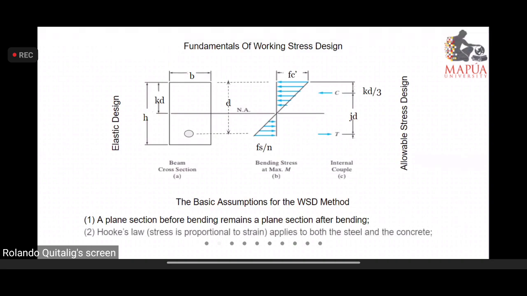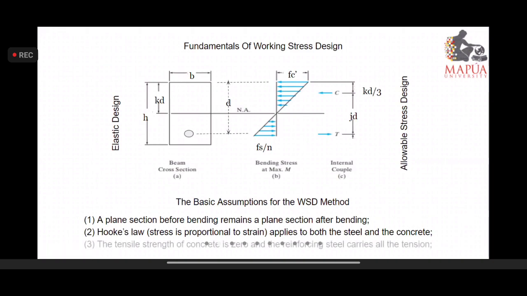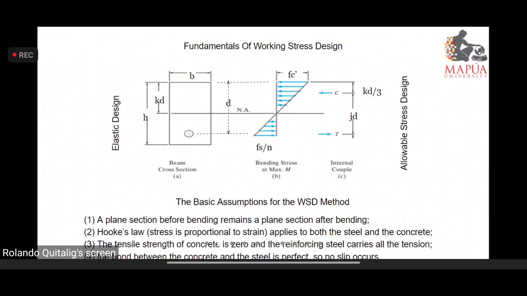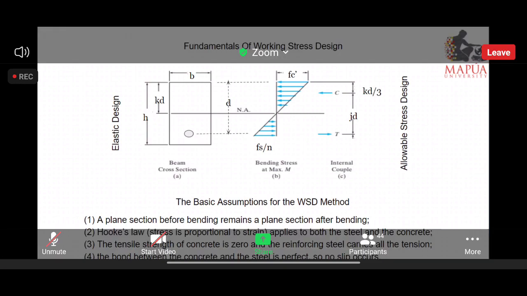Second, Hooke's law, that stress is proportional to strain, applies to both the steel and the concrete. And third, the tensile strength of concrete is left out of the analysis until such time we reach the design stage. And then also the bond strength between the concrete and the steel is perfect, so no slip occurs.